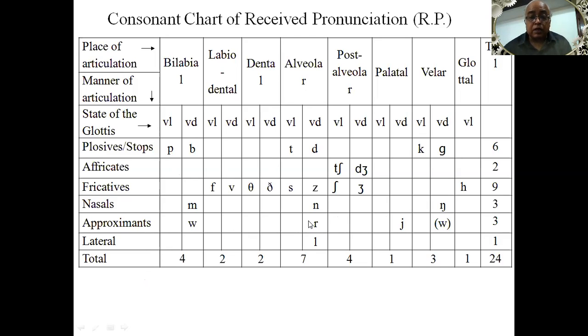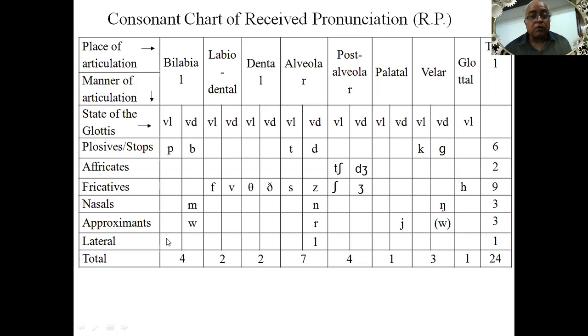Then ra. Ra is a voice sound. Oh, I'm sorry, we have not finished this. Wo is a voice sound because the vocal cords are held loosely together, and the state of the glottis is voiced because there is a lot of vibration in the vocal cords. It's bilabial because it comes from both the lips, so that's the place of articulation, and it is an approximant. It is not exactly as close as a b or ma.